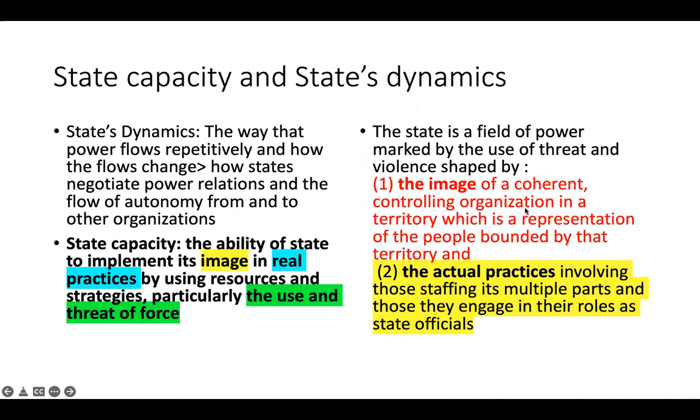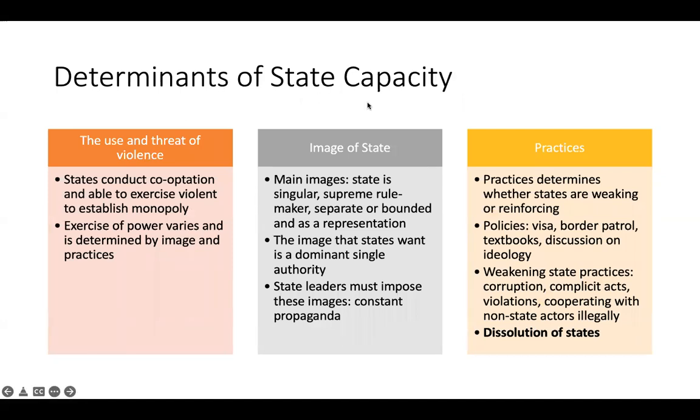The image means the idea of how a country should be, and the actual practices are, well, the actual practices. State capacity is determined by its ability to make their vision real by using all the resources they require. Therefore, what they need in order to have state capacity is the use and threat of violence. A country also needs the ability to exercise violence to establish monopoly. They need to have the image of a state, and the image they need to establish is that a state is singular, the supreme rule maker, separate and bounded, and a representation. They need to provide the idea for the population to believe that they are states, and that the state has the capacity to govern itself.